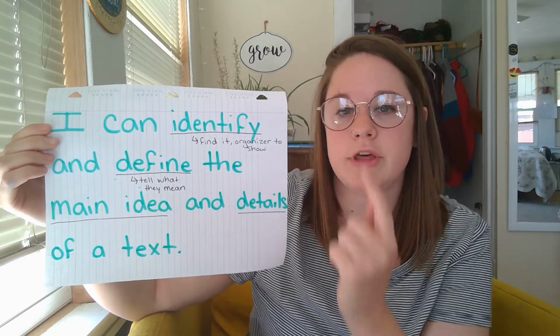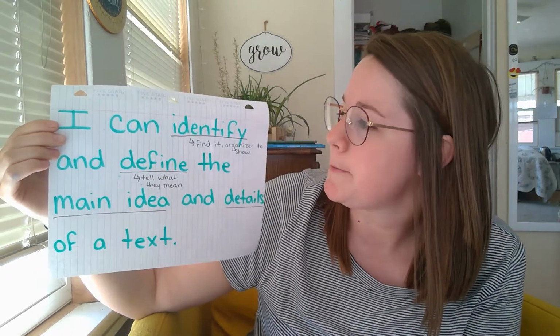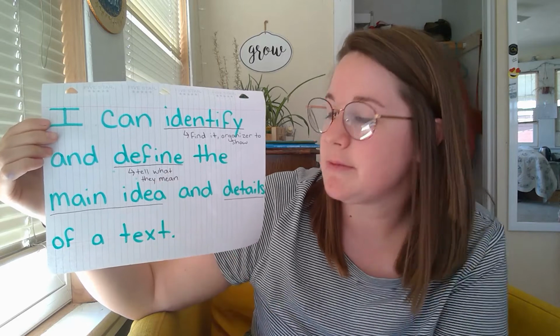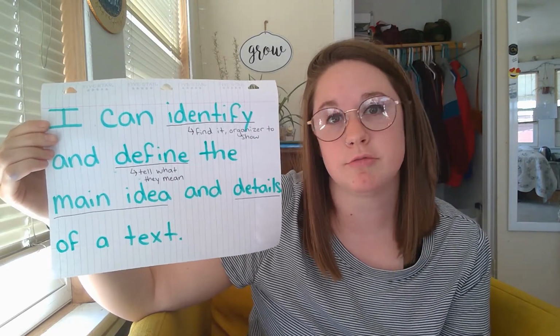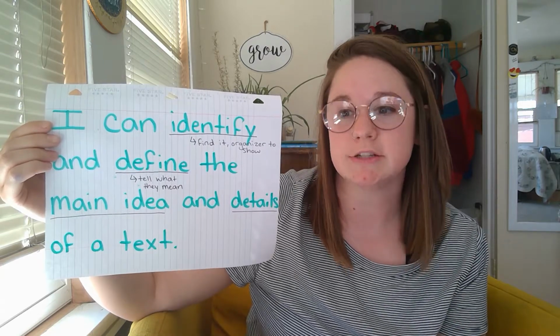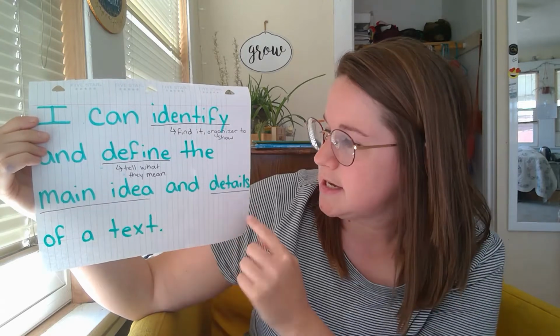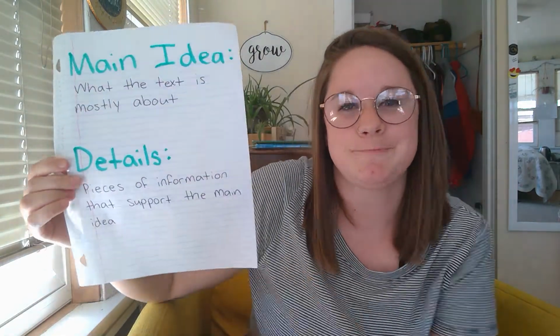And you're going to do that in your organizer. You're going to use your skill book and use that organizer to do that. When we define something, we're able to tell what it means. And so we're in our second week here. We should be able to say what the main idea is and what the details are. I'm going to review them with you. And then that's our skill, main idea and details. And I will review those with you as well.